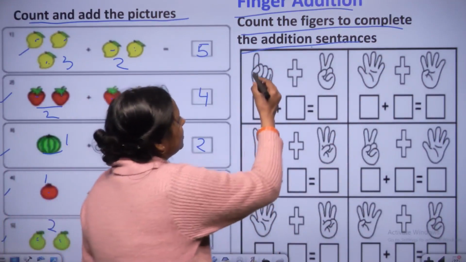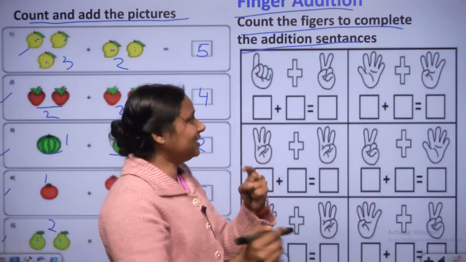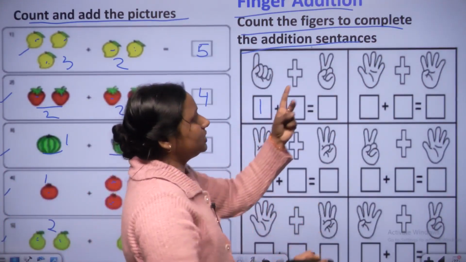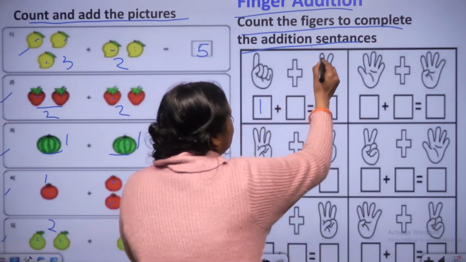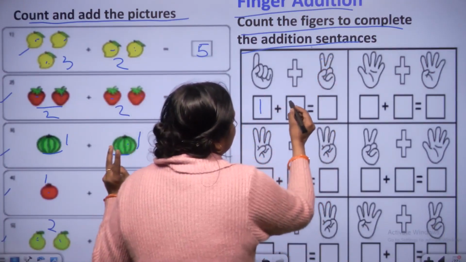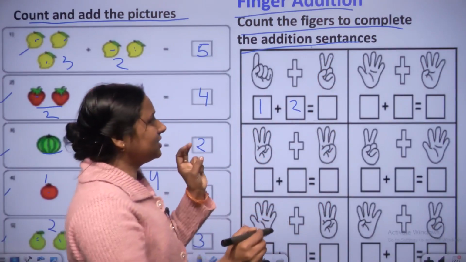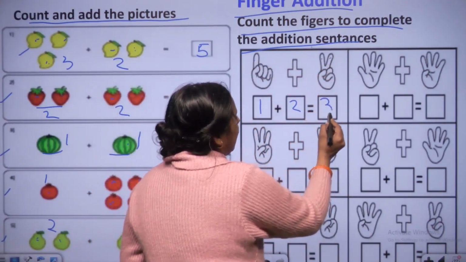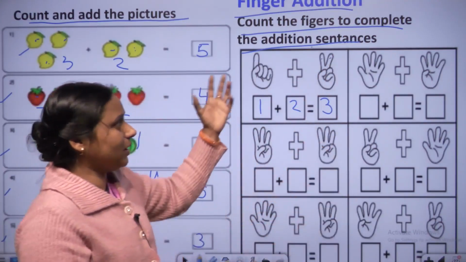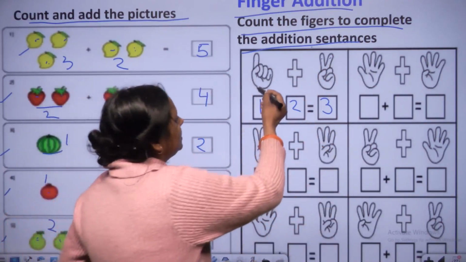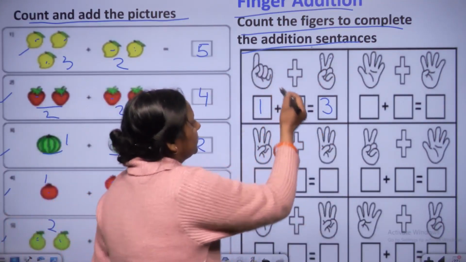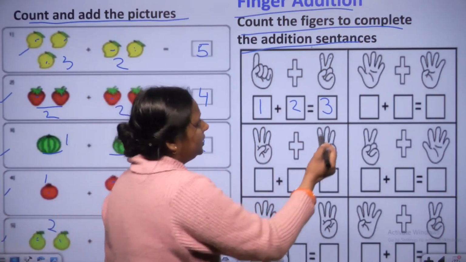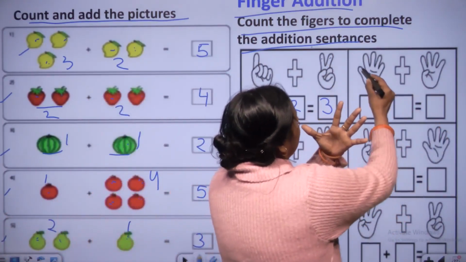Okay. This one, yes, one finger. And this one is 1, 2. Okay, 2. What do we get? 1, 2, 3. Adding all. Okay, add everything. Add two things together. Okay, add the fingers.